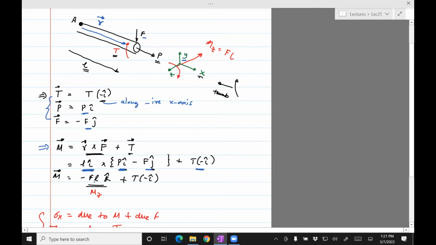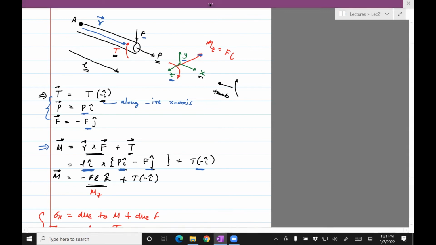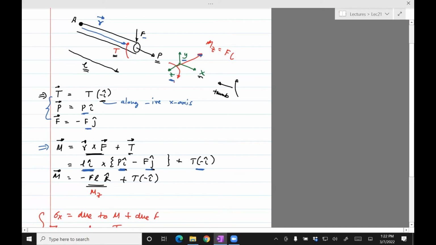Okay, so if we do the math here, we can see that i cross i is 0, i cross j is k, and so the net moment due to F is FL in magnitude, and it's in the negative k direction. So by k, I mean z. So this is the direction of the moment. It's in the negative z direction. Again, if you want to find the direction of this arrow, which I've drawn here, why is this arrow this way?